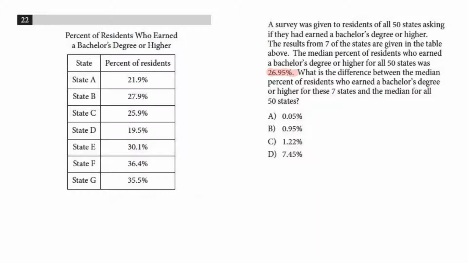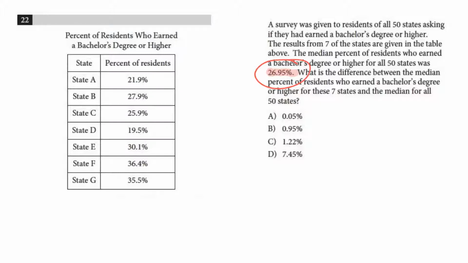So we've got the median for all 50 states right there. Now we just need to find the median for these 7 states. The median is the middle, so we just need to figure out which one of these is in the middle. We have 7 values, so that means we'll have a median value, and it'll be the 4th. There'll be 1, 2, 3, and then the 4th, and then 3 more on top of that for a total of 7.